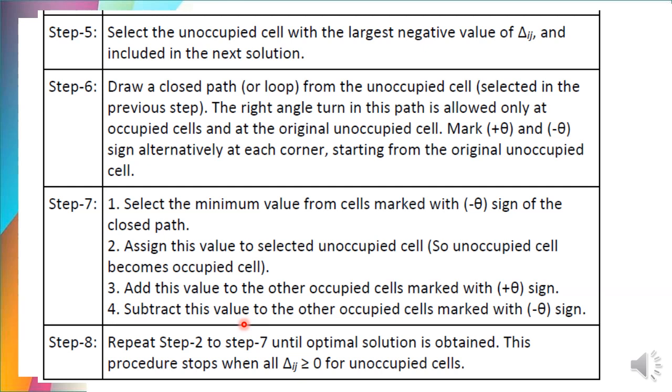Now again we need to check whether the solution got now is optimal or not. So step 2 to step 7 need to be repeated until all the delta ij values are greater than or equal to 0. If all are greater than or equal to 0, it means the optimal solution is got. This is how the UV method works.